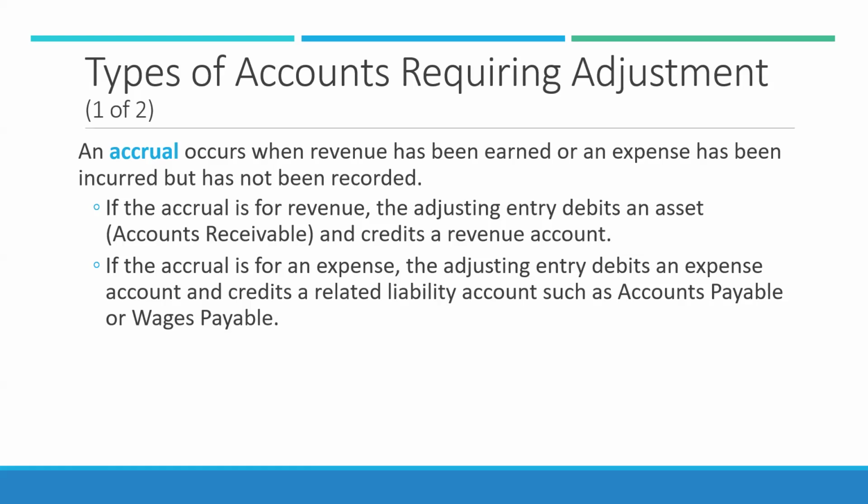If it's an expense, we're always going to debit the expense and credit either an accounts payable or a wages payable or something payable. And we know whenever we have the word payable after it, what is it?